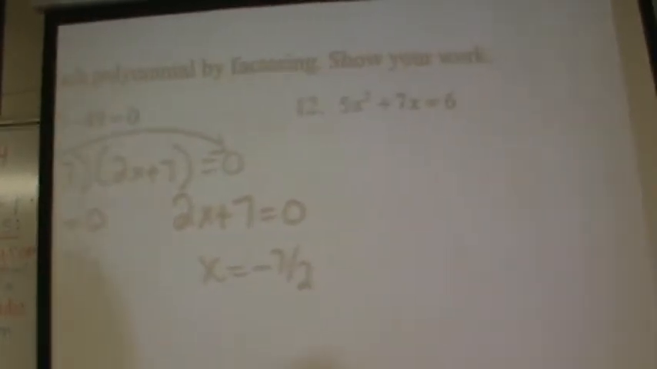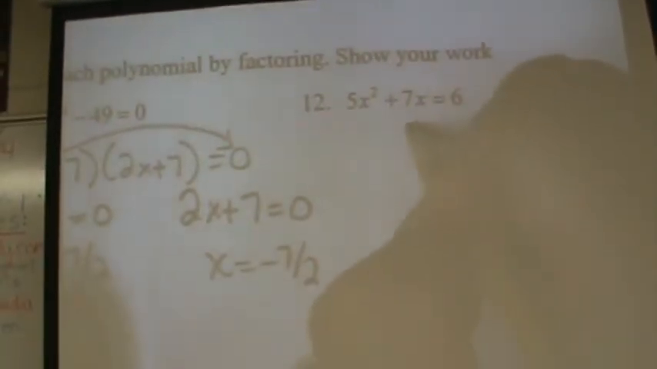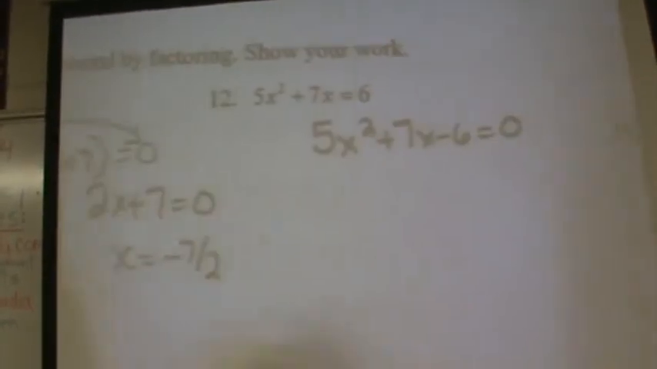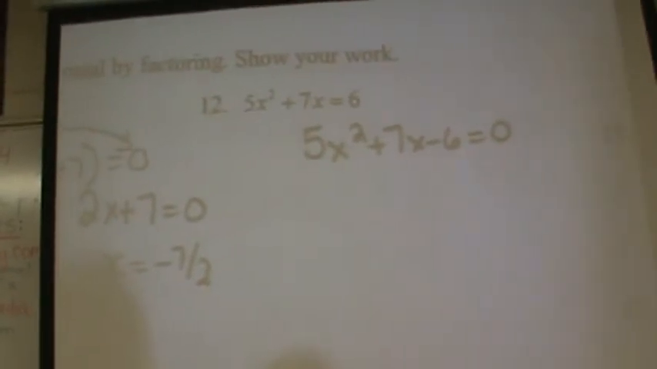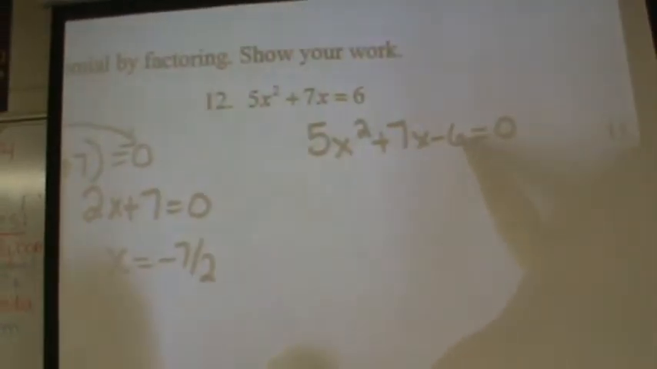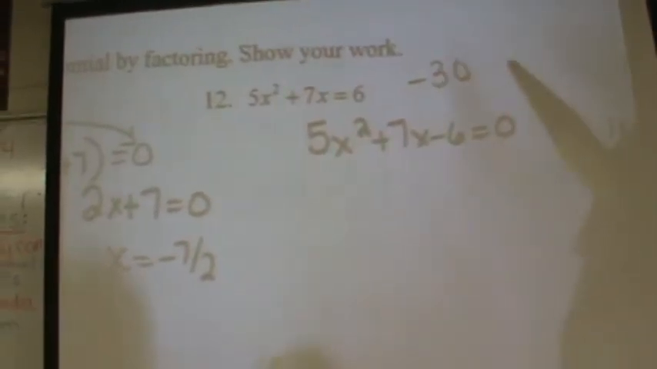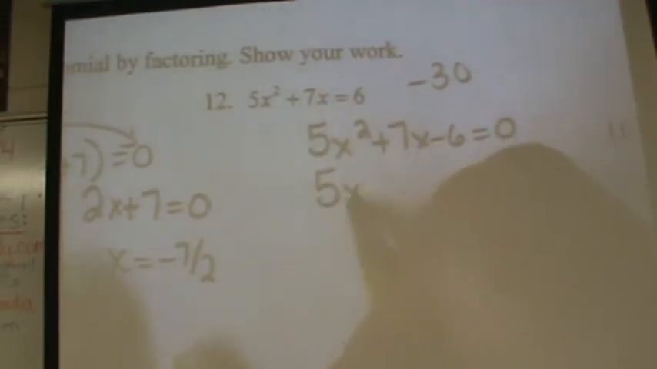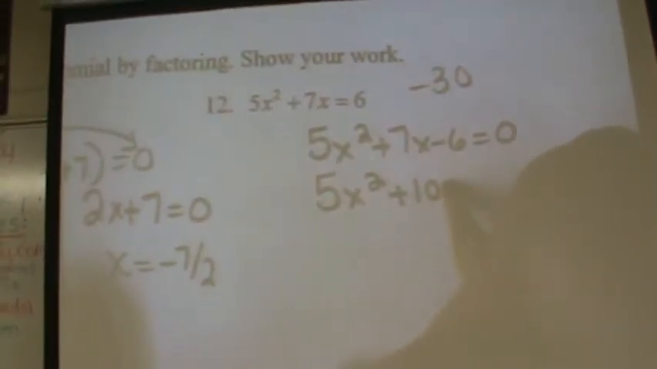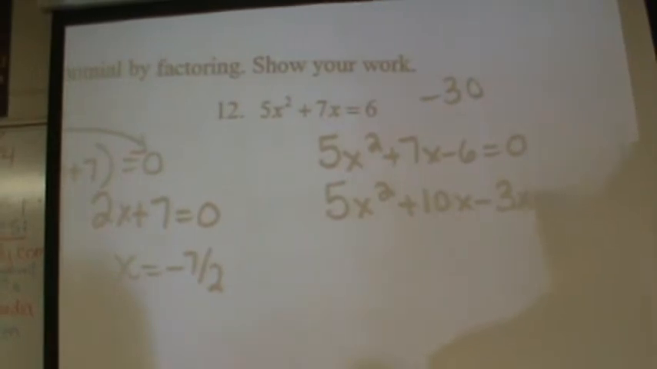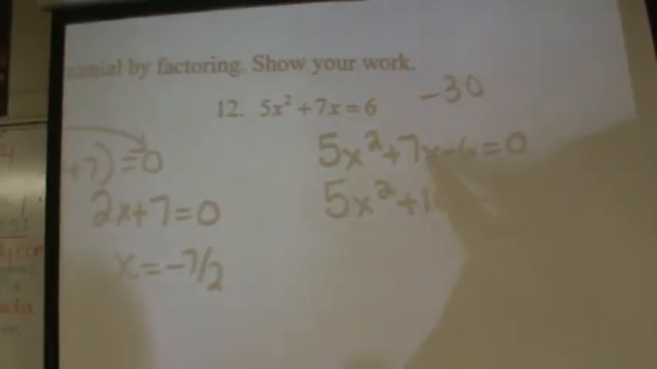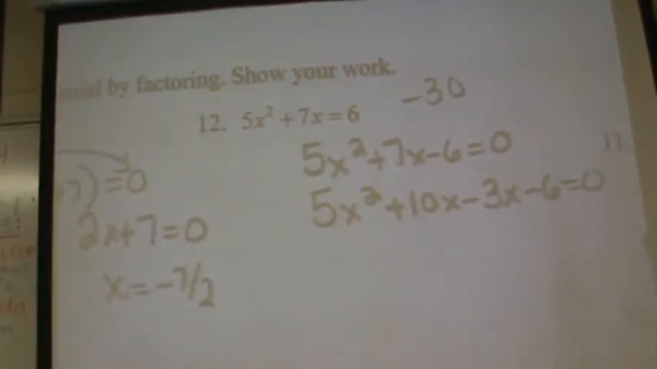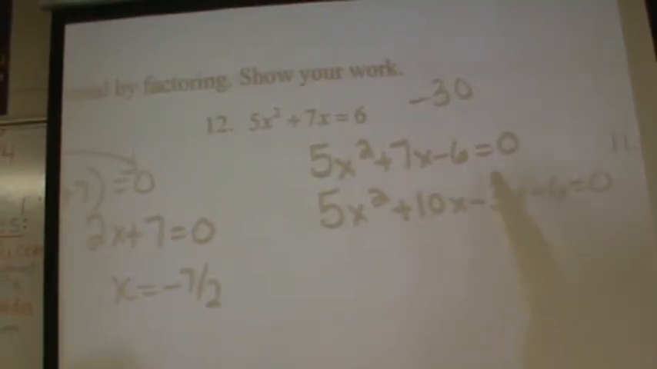Number 12, what should I do? Subtract 6. Then what? Factor. Let's do the AC method. 5 times negative 6 is negative 30. What two numbers multiply to give you negative 30 but add to be 7? 10 and 3. So you're going to rename 7x as 10x minus 3x. That adds to be 7x, and 10 times negative 3 is negative 30.